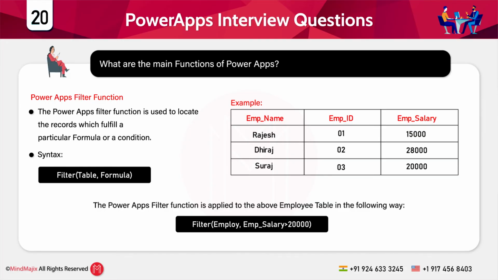Once you execute this function, what will it return? It will return only this row or this record: Dheeraj, 02 and the salary. Since 28,000 is greater than 20,000, obviously this is our output, and Suraj will not be displayed in the output just because it is not greater than 20,000. Here we have only mentioned greater than 20,000. Therefore we will have only this record, Dheeraj, employee ID 02 and the salary 28,000.